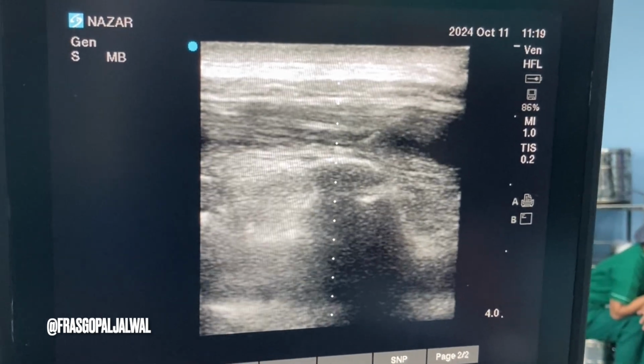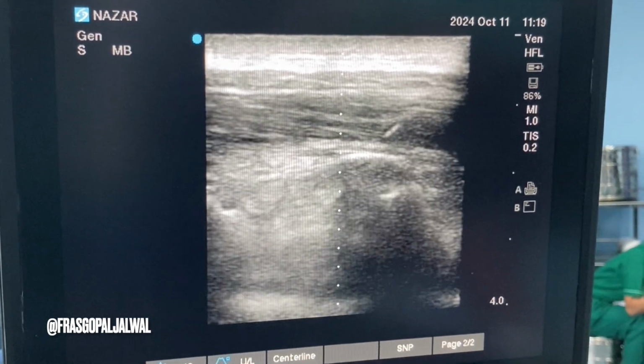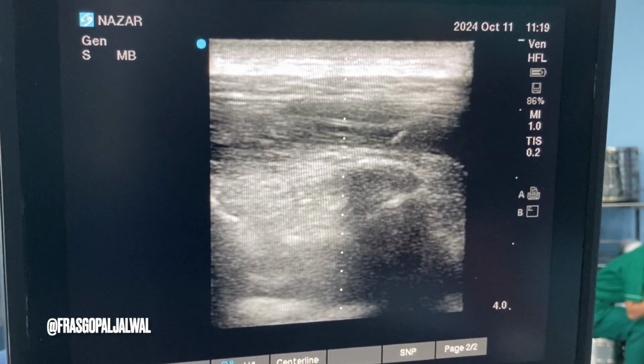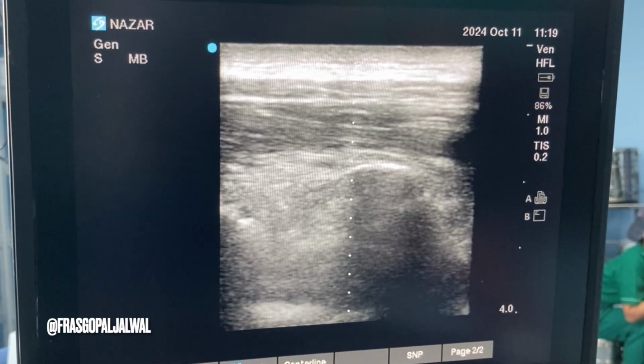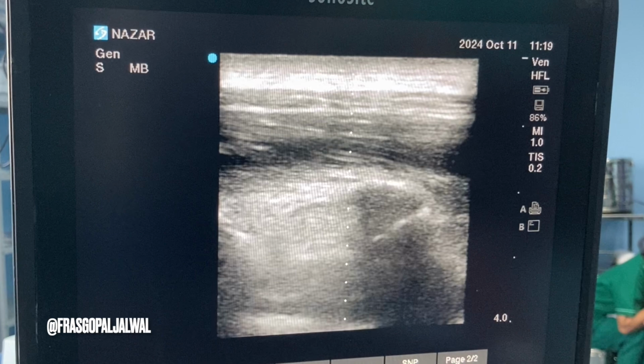So now you can visualize the needle clearly. Here I am going to deposit 25 ml of bupivacaine 0.25% in a thoracic surgery.